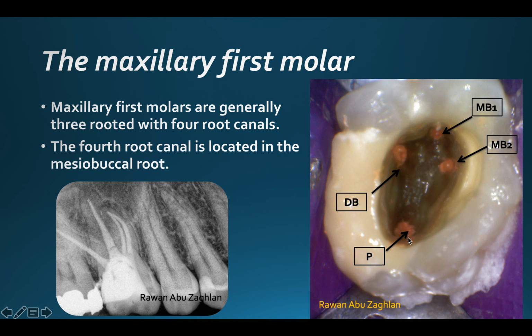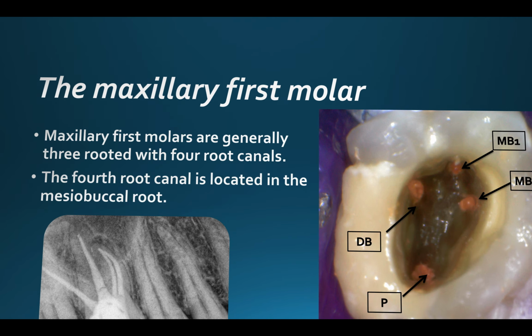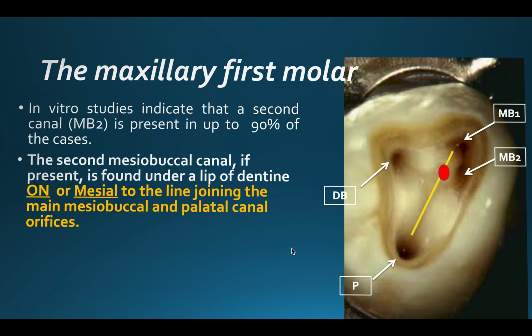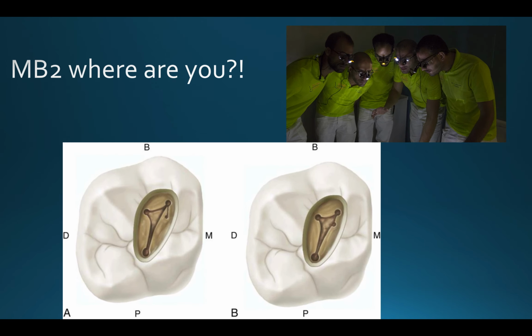The second mesiobuccal canal, if it's present, is very small, and it's usually covered by a lip of dentine. It is very small and tiny. Therefore, we need magnification and a good source of light in order to find it. Okay, it can be found.